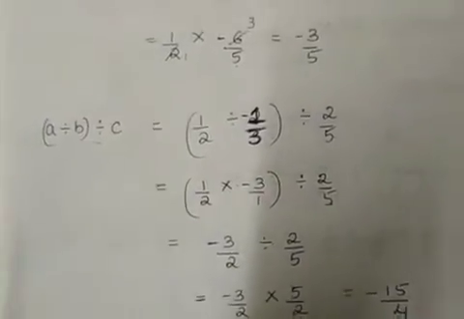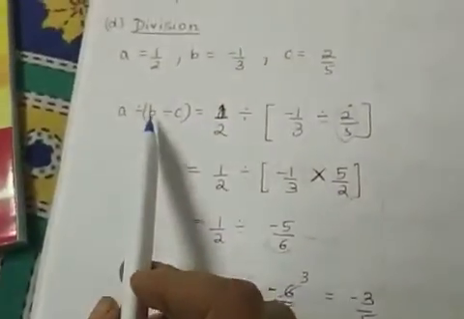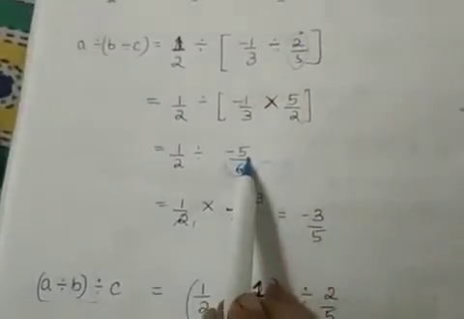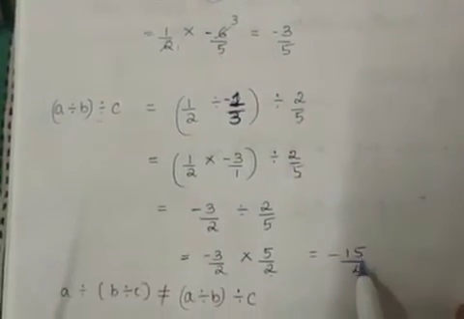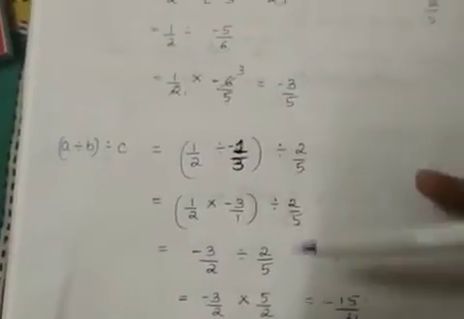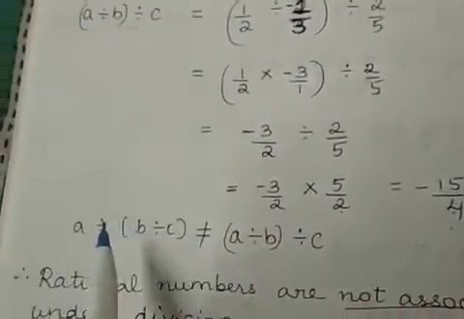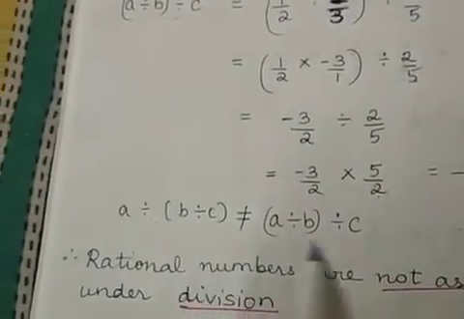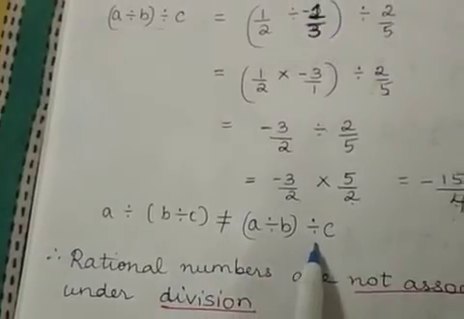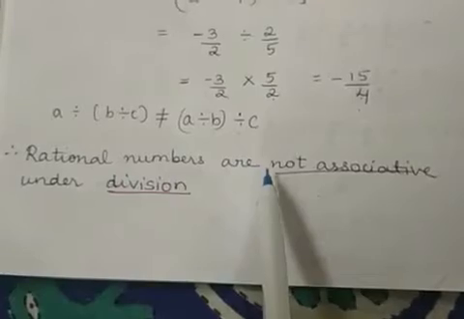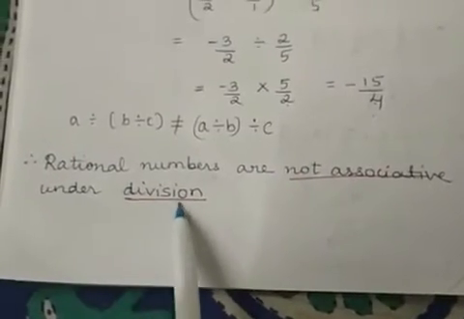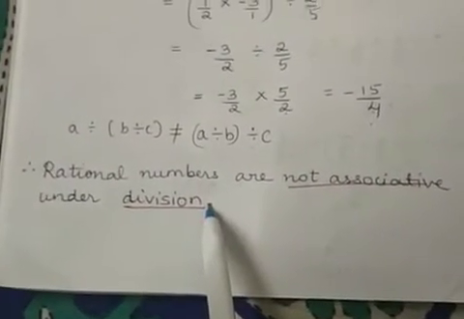So here you have seen on solving, this is equal to minus 5 upon 6 and this is equal to minus 15 upon 4, and they are not equal, correct? So you have got that this property does not hold true. So what can you conclude from this? That rational numbers are not associative under the operation of division.